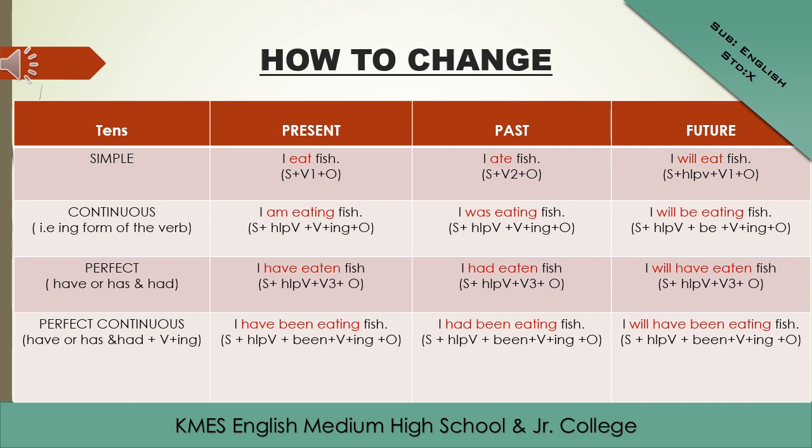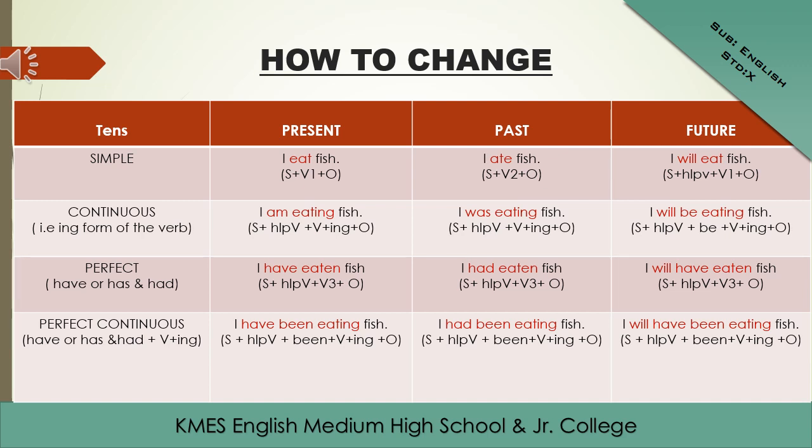What will only change is again the form of have. So I have eaten fish will become I had eaten fish in past perfect tense. And when we are changing it to future perfect, it will be I will have eaten fish. Fine. So for perfect tense, we have to make use of a form of have and V3 if it is only perfect tense.